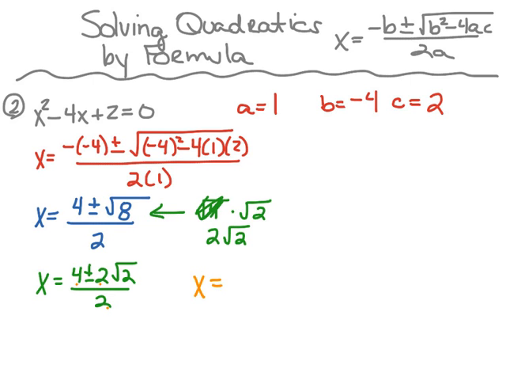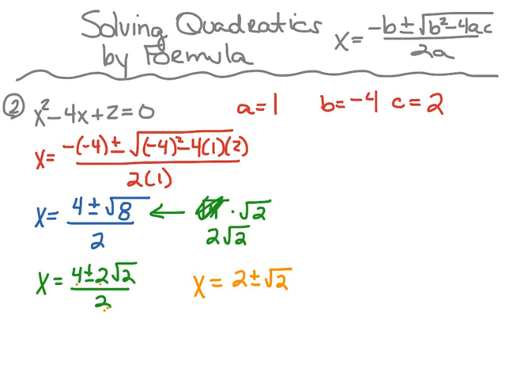So starting with that 4, notice that 2 goes into 4 twice. 2 goes into 2 once. So I end up with the square root of 2. And again, 2 goes into this 2 one time as well. So I end up with x is equal to 2 plus and minus the square root of 2.